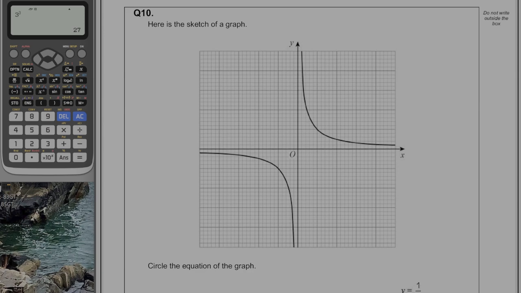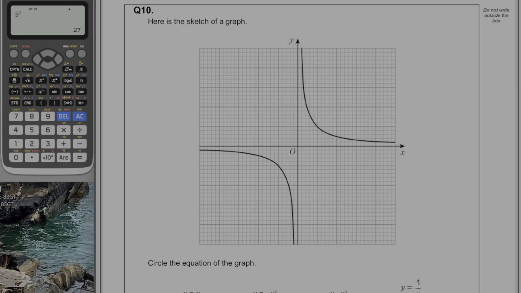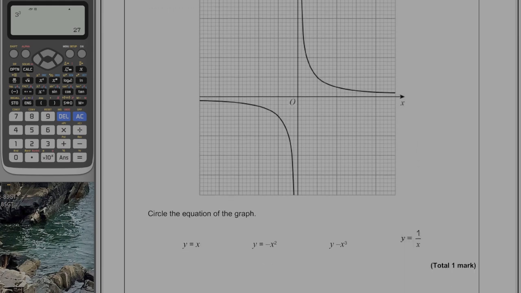Right, question 10. Here is a sketch of a graph. So we've got a reciprocal graph. Circle the equation of the graph, that would be that one.